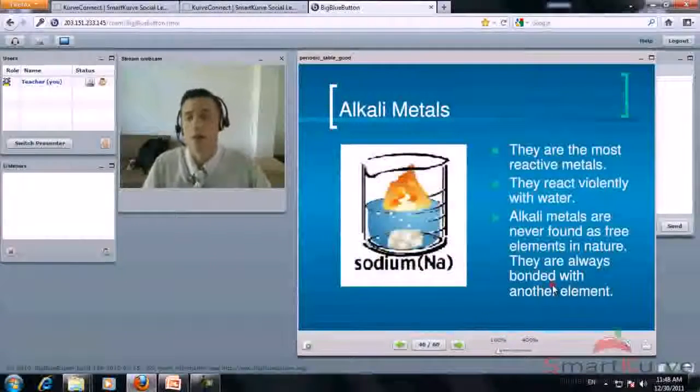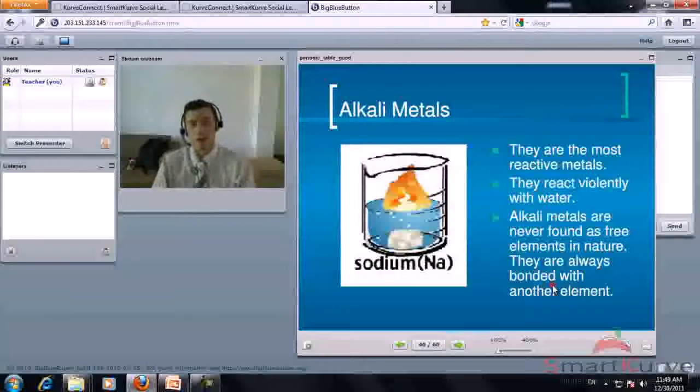Here we go. Alkali metals. They are the most reactive metals because they have 1 little valence electron. It's very easy for them to lose that 1 electron in a chemical reaction. They react violently with water. Here we see a picture of sodium reacting with water. Sodium will actually burn in water. That's how violently it reacts. They are never found as free elements in nature because they react so quickly, they always bond with another element.